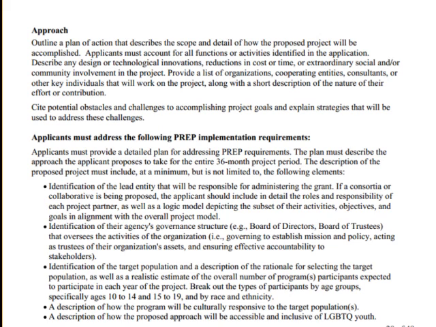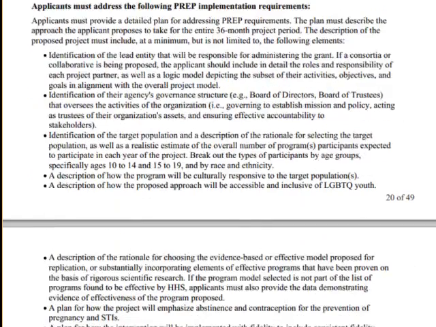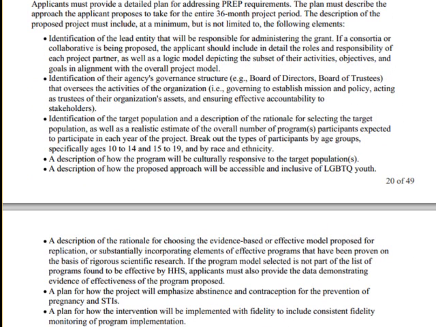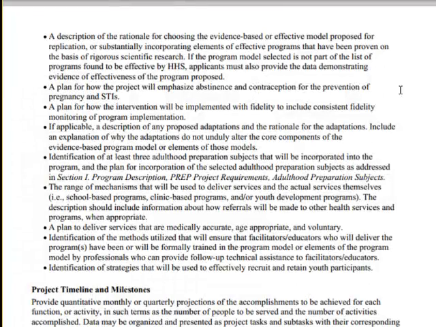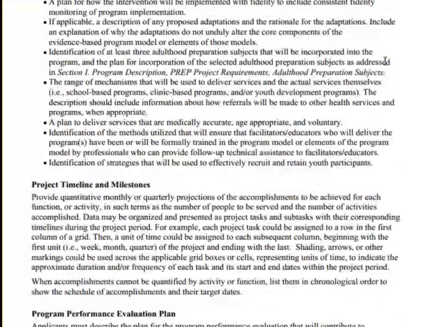They also then provide a list of bullet points that you need to put into your proposal in this section. Okay, so even a description of how the proposed approach will be accessible and inclusive of LGBTQ youth. If you don't have that in there, you get points taken off. It's very clear what they're looking for. It's up to you as the grant writer to make sure all of this information is included.